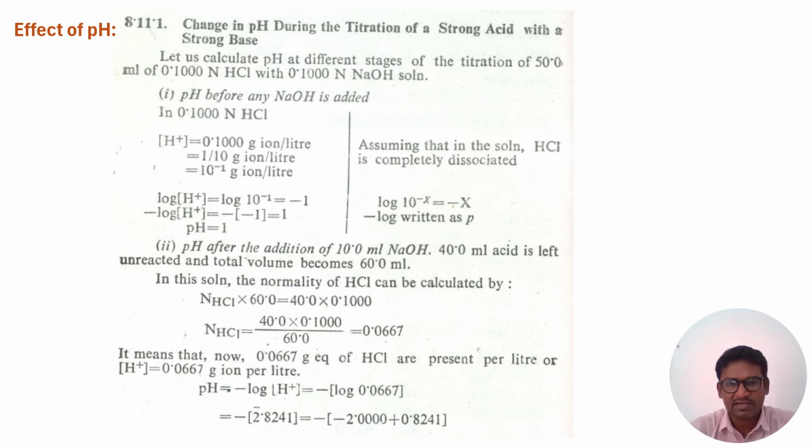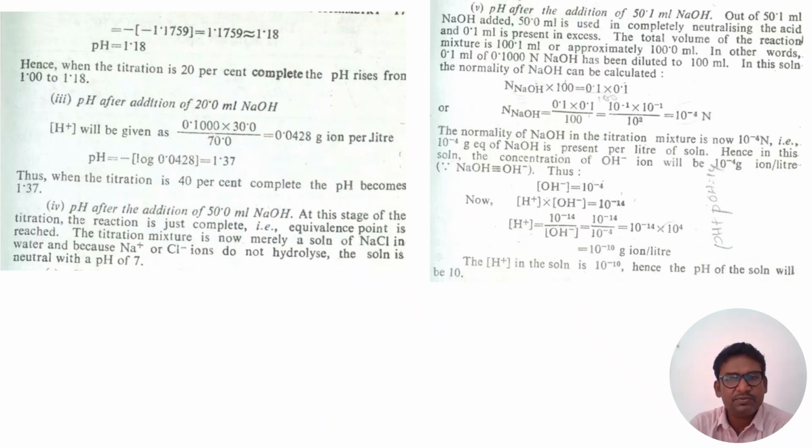That is, the H plus ion concentration is equal to 0.0667 gram per liter. So what is pH? The formula is pH equal to negative logarithm of H plus, that is negative logarithm of 0.0667. So the negative logarithm of 0.0667 gives you a pH value of around 1.18. It's very interesting to note that after the addition of 10 ml of NaOH, the pH is slightly increased from 1 to 1.18.